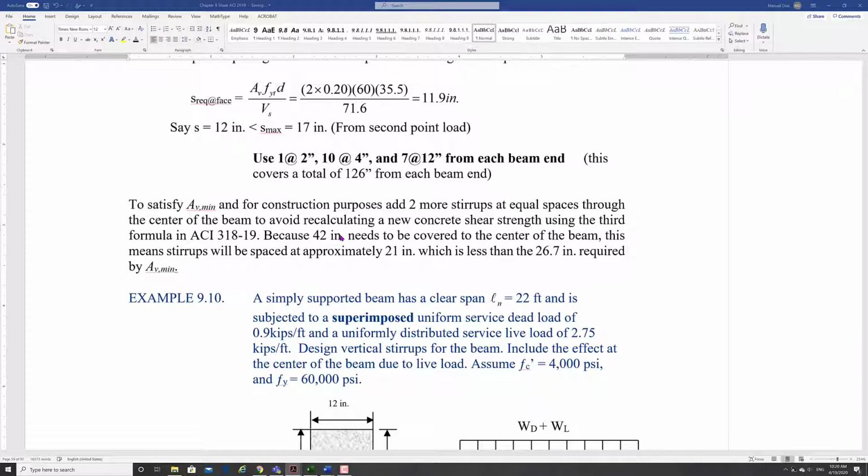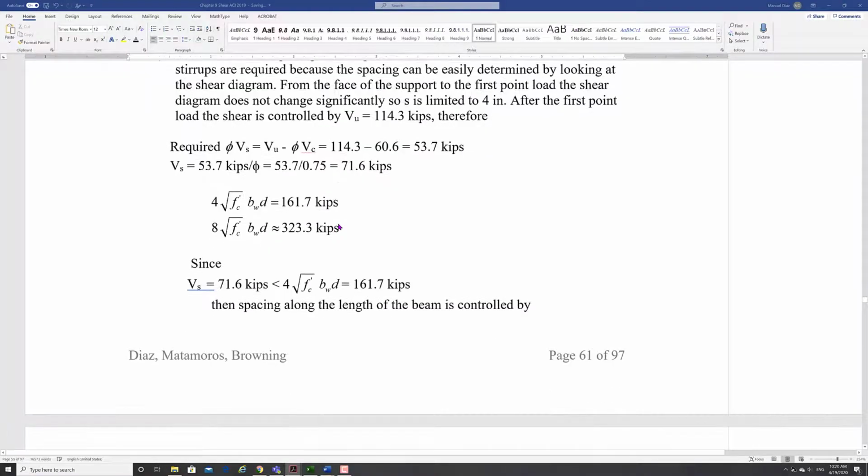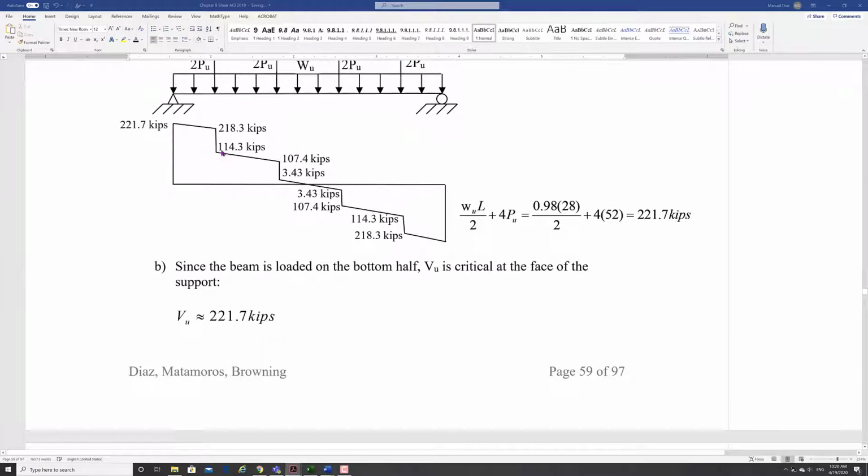It also shows you a couple of things, right? It shows you that you need to check, right, your different shears at this location. So this is a 114.3. So I need to check that from here on I have the right spacing. I found the maximum, but don't confuse the maximum with the required. The 114 has a required spacing. The 221.7 has a required spacing. Okay? But there is a maximum here.